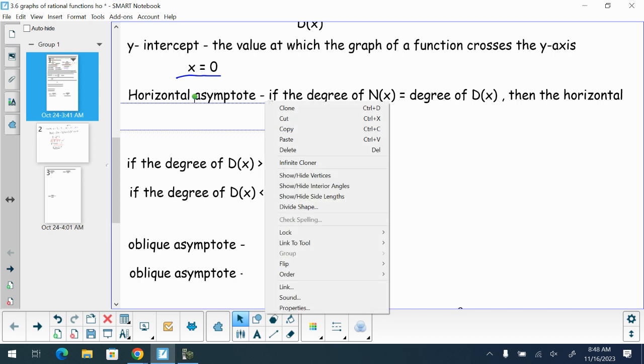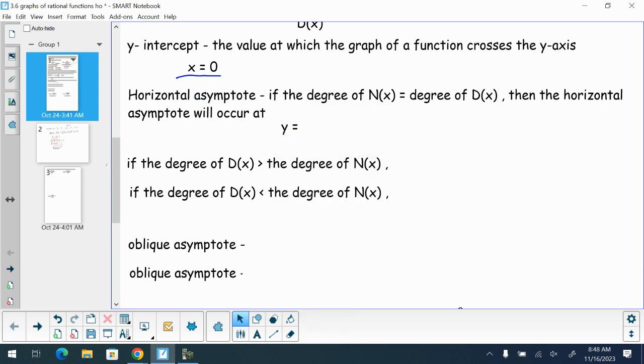Horizontal asymptotes are lines that approach horizontally, side to side. If the degree of the numerator is equal to the degree of the denominator, if the two degrees are equal, the degree of the numerator is equal to the degree of the denominator.